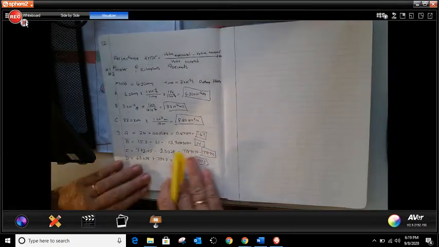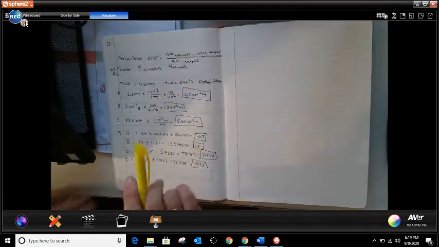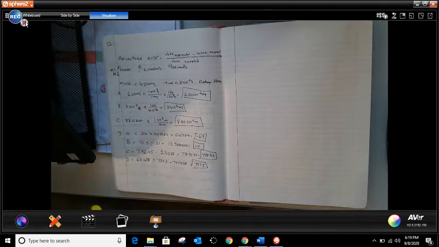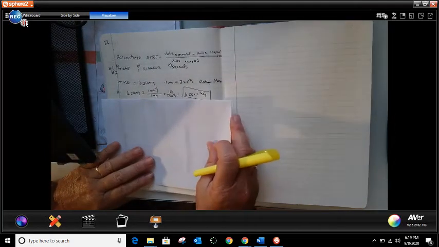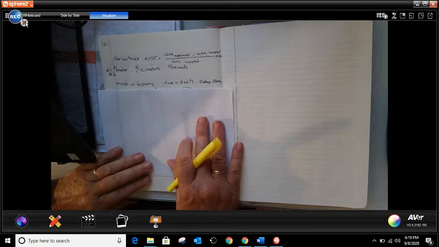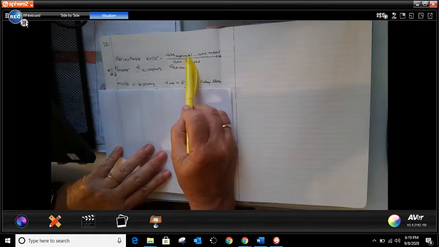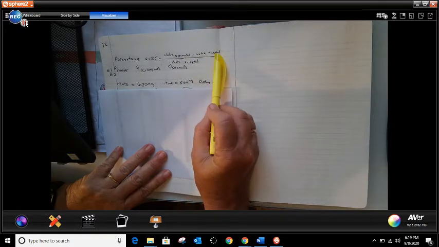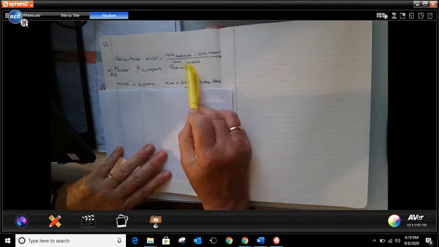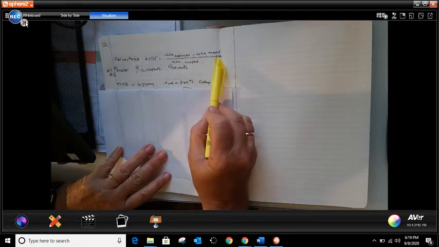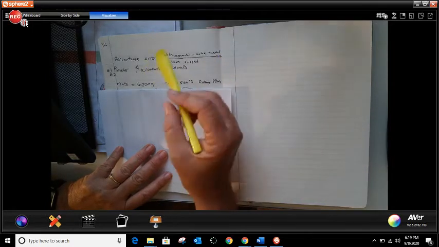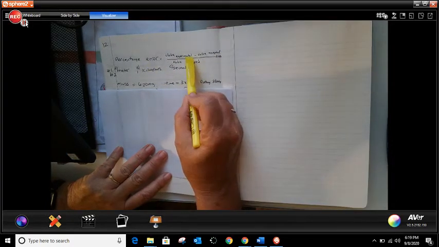And then the last thing that we want to talk about is percentage error. When we're talking about percentage error, we're talking about the value that is experimental minus the value that was accepted, divided by the value accepted, times 100. What do I mean by that? Value experimental is what you actually got.